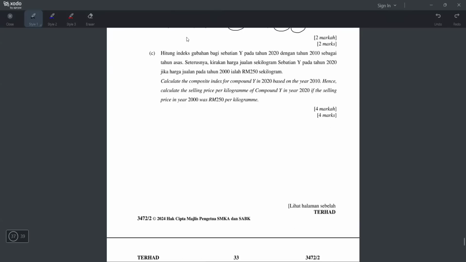Last question. Calculate the composite index for compound Y in 2020 based on 2010. So the final answer, what they want, composite index for 2020 based on 2010. This is the final answer. Hence, calculate the selling price per kilogram of compound Y in the year 2020 if the selling price in 2000 was 350 per kilogram. So the selling price, okay, I'll use P to represent selling price of 20, wait, what?